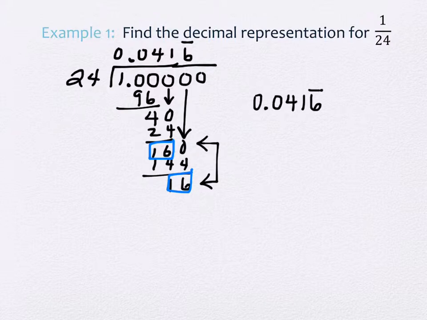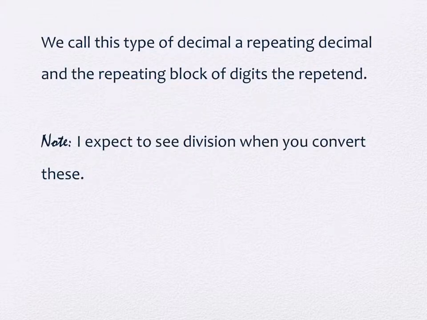So the decimal representation is written as 0.0416, with a bar on top of the 6. The 6 is what repeats. Be very careful on your bars that I can tell what the bar is actually repeating over, not just randomly over anything. We call this kind of a decimal a repeating decimal. And the repeating block of digits is called the repetend. This is repeating decimal and repetend.